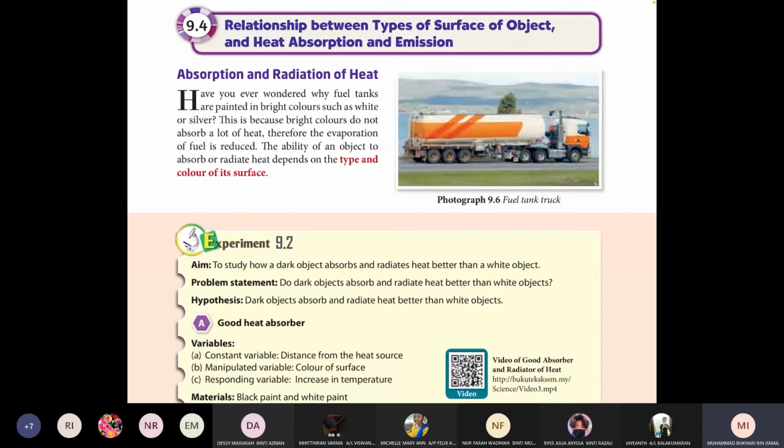This is the relationship between types of surface of an object and heat absorption and emission. Absorption and radiation of heat.